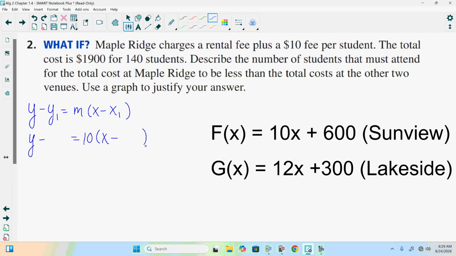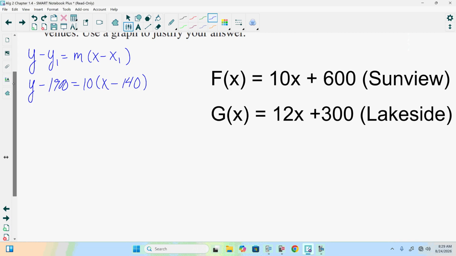Now, the one thing it told us is that the fee per student, our slope, is 10. They also told us that for 140 students, it costs $1,900. So we can use that as a point. We plug 140 in for X1, 1900 in for Y1. Now we just need to solve for Y. We need to get that equation.